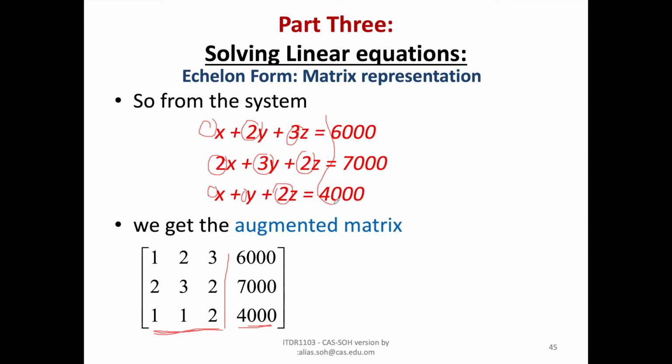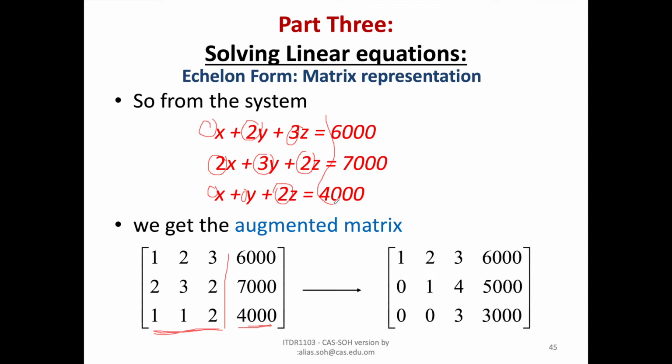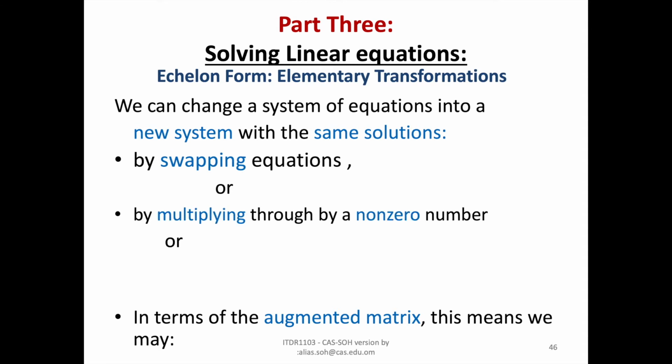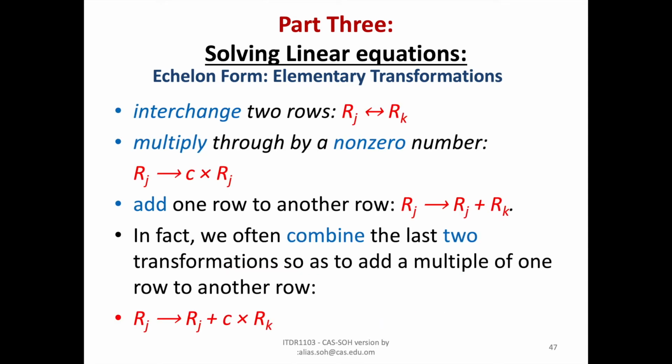Now our idea is to convert this representation, this augmented matrix, to an Euclid form, where we eliminate x and y, and then we eliminate x, and then we can substitute the values. All right, so how can we do this? Either by swapping equations, or multiplying through by a non-zero number, or adding one equation to another. So in terms of the augmented matrix, this means we might interchange two rows, multiply through by a non-zero number, or add one row to another. Or we can combine the last two transformations, which are multiply by a non-zero number and add. And we use those notations to show what we are doing in our matrices.